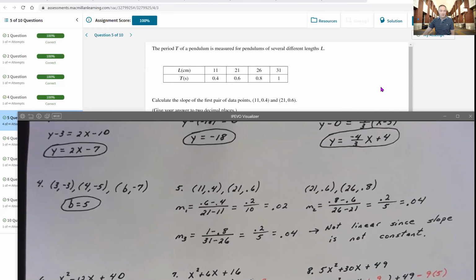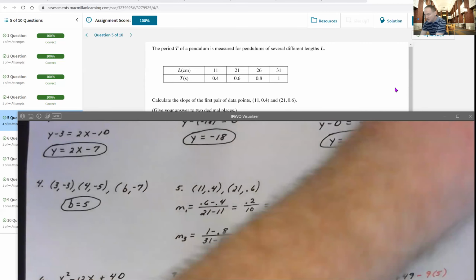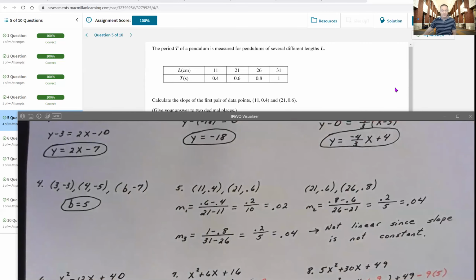Does this information yield a line? And you say, well, no, of course not, because in order to have a line, you have to have a constant slope. The slope in this information is changing. It starts off increasing at a rate of 0.02 seconds per centimeter increase, but then it goes up to 0.04 seconds per centimeter increase. So that's certainly not going to fit our information or the requirements in order to have a line.